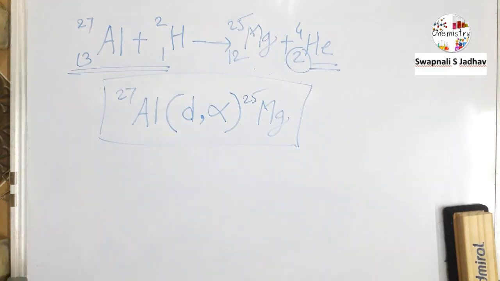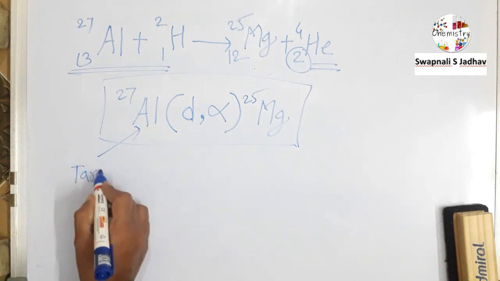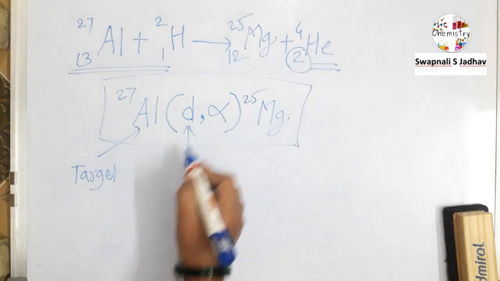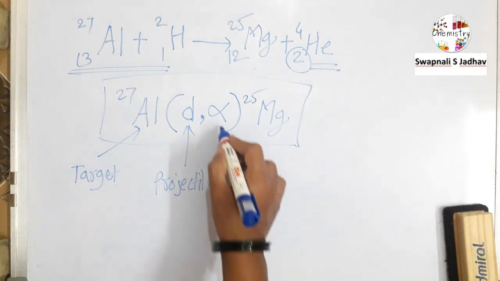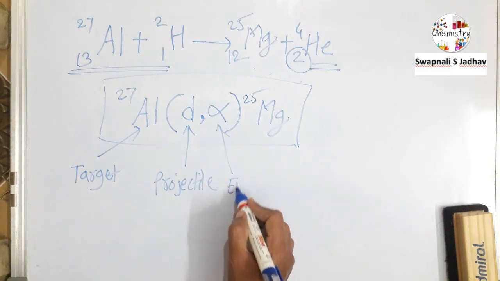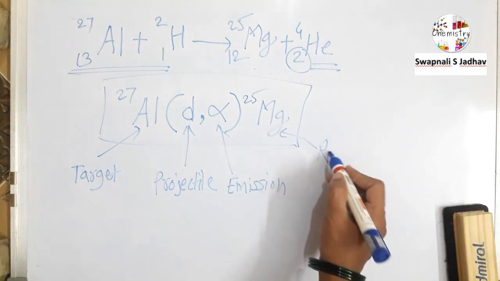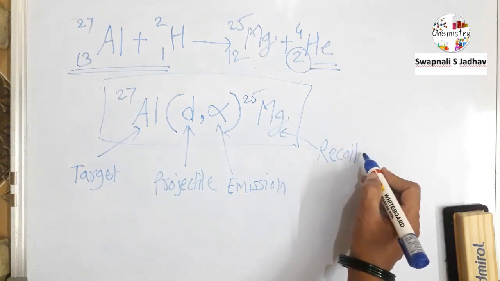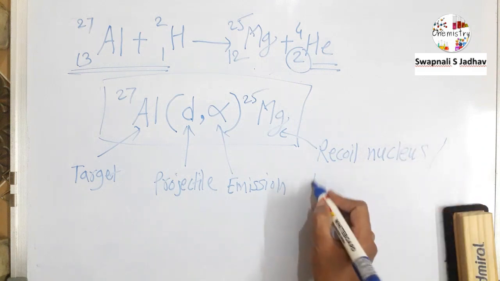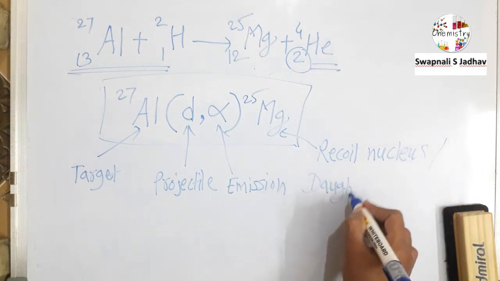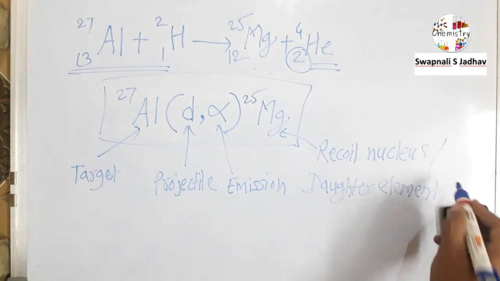So tell me the target. Which one is the target? This one is the target, aluminium 27. Which one is the projectile? Deuterium, the projectile. Which one is the emission or ejectile? That is the alpha particle. And which one is the recoil nucleus or daughter element? Magnesium 25 is the recoil nucleus, or it is also known as the daughter element.